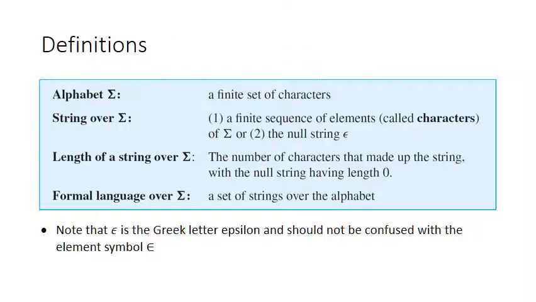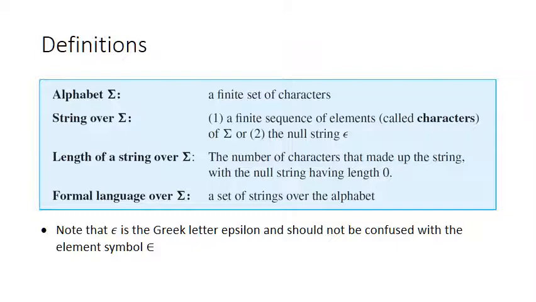Okay, so first of all, we have some definitions. Firstly, we have an alphabet, which is going to be denoted by the capital sigma, and that's just a finite set of characters. They could be letters or numbers or anything really. And then we have a string over the alphabet sigma. That is either a finite sequence of elements, which are called characters of sigma, so they have to come from the alphabet, or it can also be the null string epsilon. So the null string is just an empty string. It is still an object, it's a string, but it just doesn't have any characters in it.